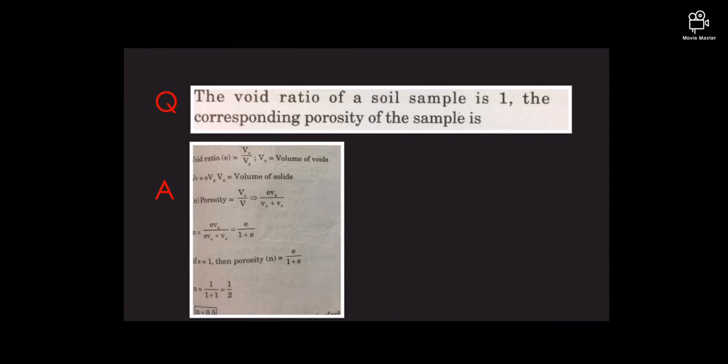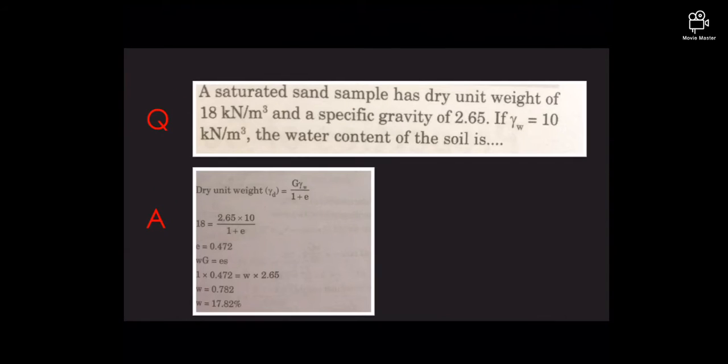So the next question, the void ratio of a soil sample is 1. The corresponding porosity of the sample is what? So just substitute the value in the equation. n is equal to e by 1 plus e. We are getting 1 by 1 plus 1, which is equal to 1 by 2, which is equal to 0.5.